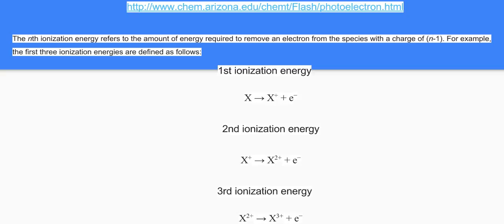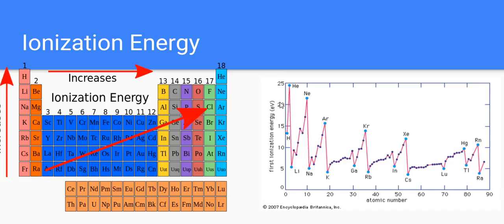And this just talks about first ionization energy and second ionization energy and third. And as you can tell on the product side, it's a plus one, a two plus, and a three plus, so it turns to a cation. And then here I found this picture that shows the trend of ionization energy. It increases up and to the right.